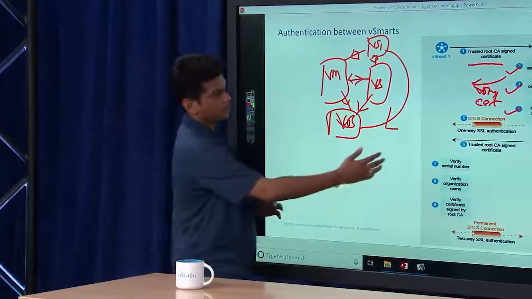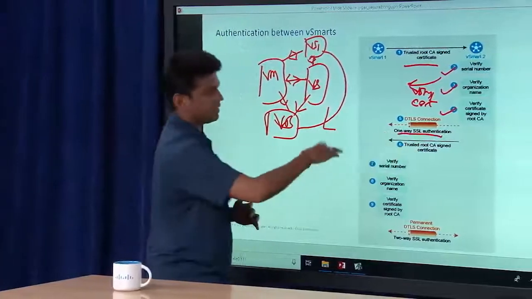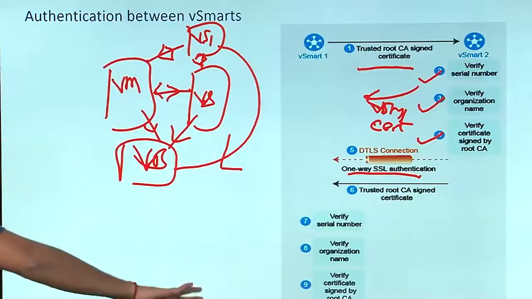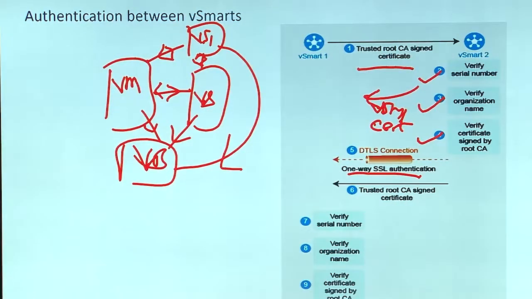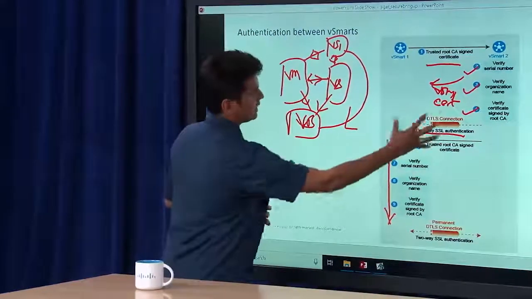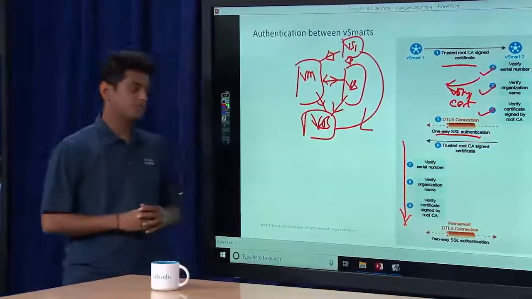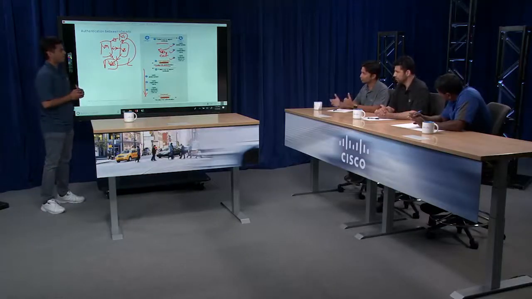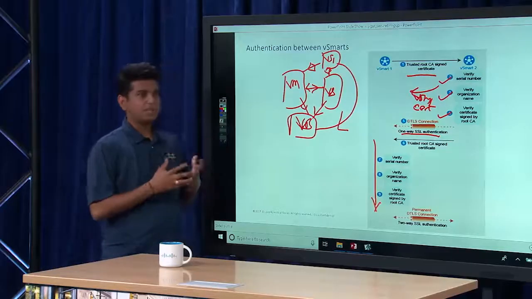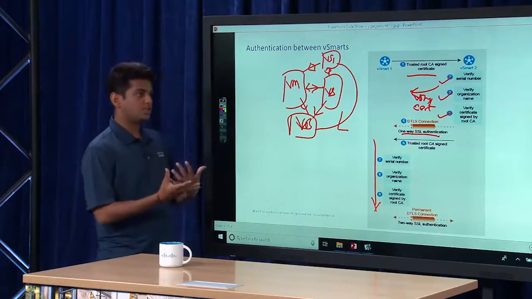Okay, so yes, that's the one-way SSL connection after these 4 steps have gone through, and the reverse is true when vSmart 1 wants to authenticate vSmart 2. So these steps are an exact replica of the first phase of it. So in every communication, it's mutual authentication. Exactly, yes. In every communication, there is a two-way or dual authentication.